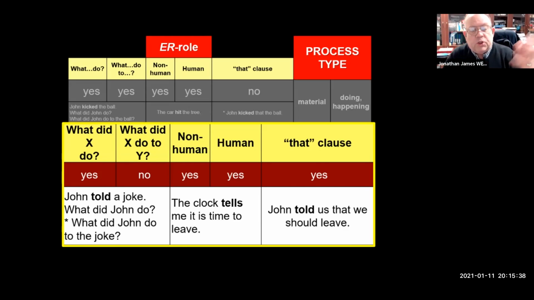John told a joke. Can I say, what did John do? Yes, I can say that. But can I say, what did John do to the joke? He told it. No, doesn't sound quite right.